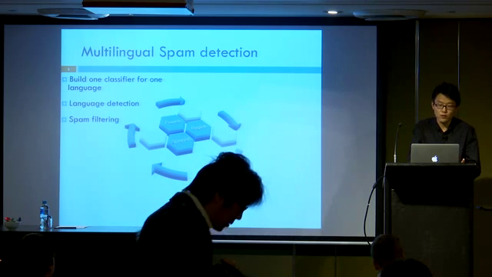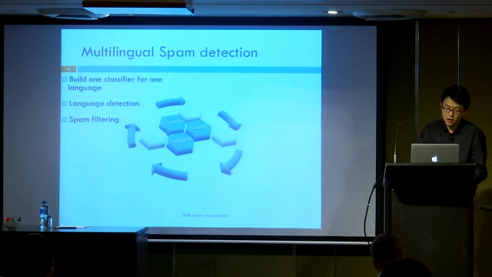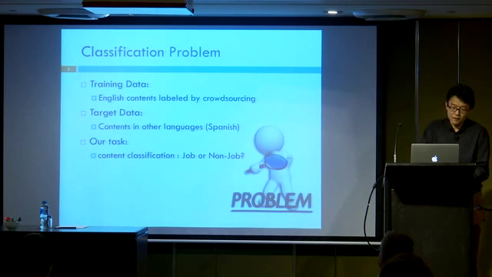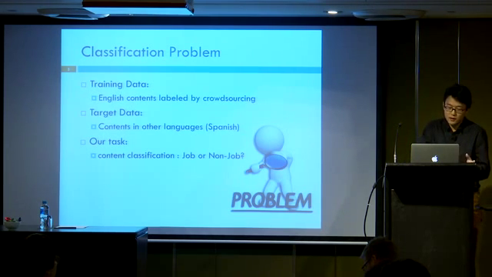Next, we will move to the model building part. The key question we try to address is how to build models for different languages. We first start with a Spanish model, and the pipeline can be generalized to different languages. Here is a formal definition of the Spanish classification problem. In our data sets, we already have a lot of English content labeled by crowdsourcing, which can play the role of training data. Our target data is content written in other languages, such as Spanish. The task is to classify each new content as a job post or not.